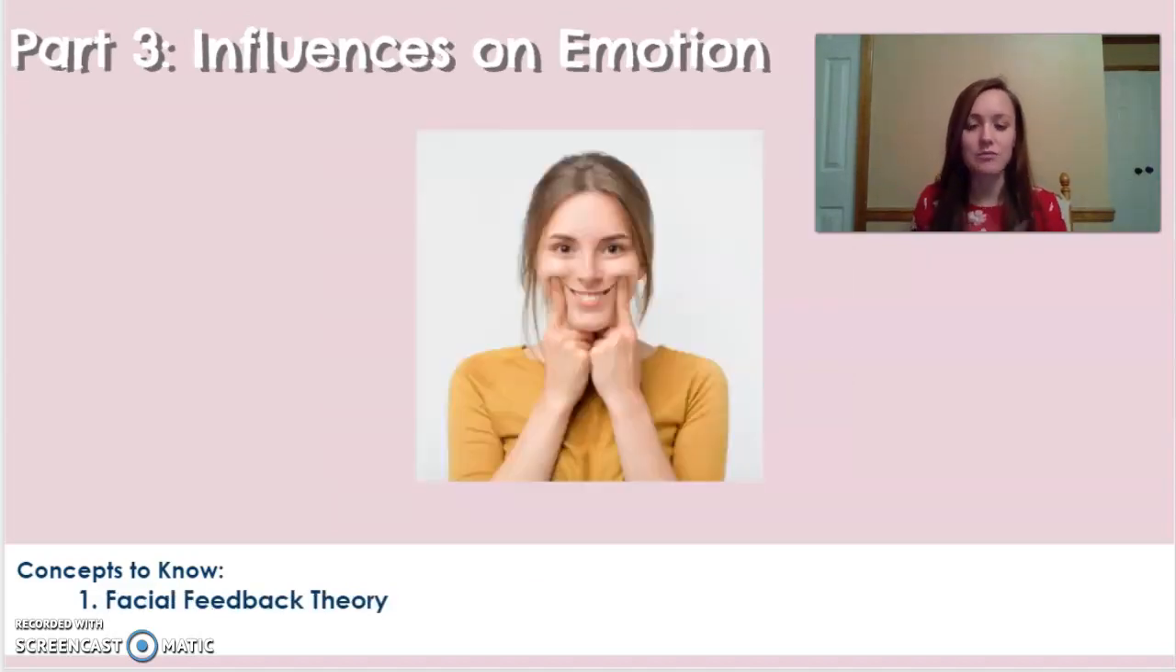The next influence on emotion is called the facial feedback theory. The facial feedback theory is the tendency for our own facial muscles and how they are positioned, or the facial expression I am exhibiting, to correspond with or impact my own personal feelings. For example, smiling can actually activate the feeling of being happy, even if that smile was just a fake smile.